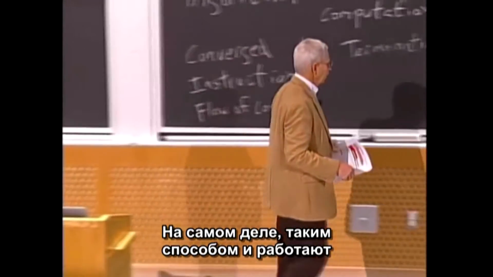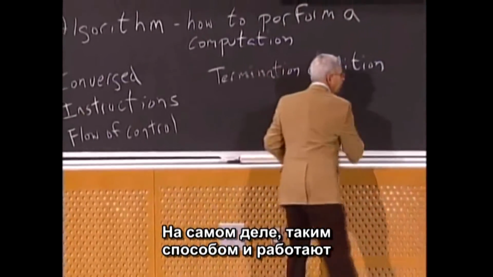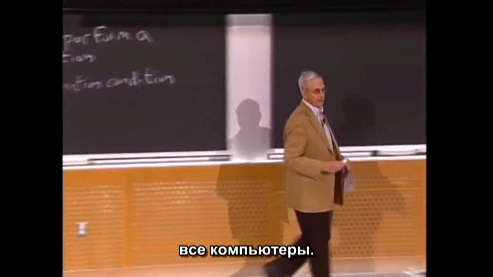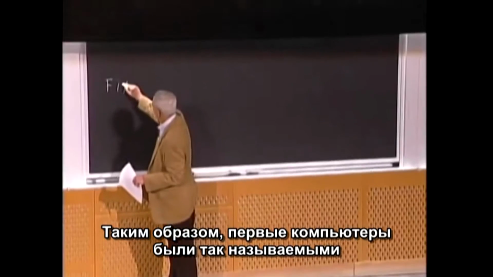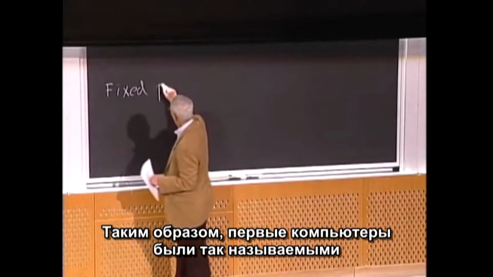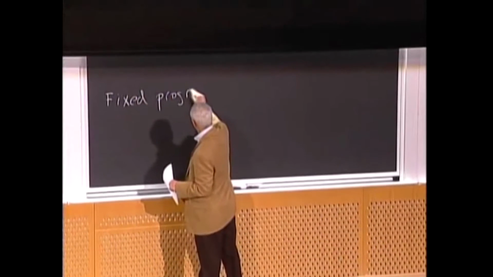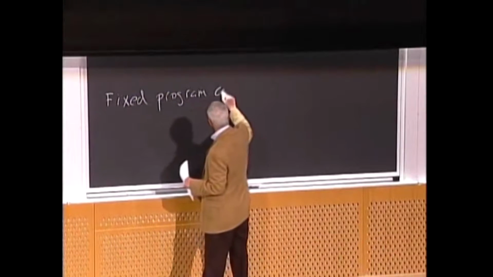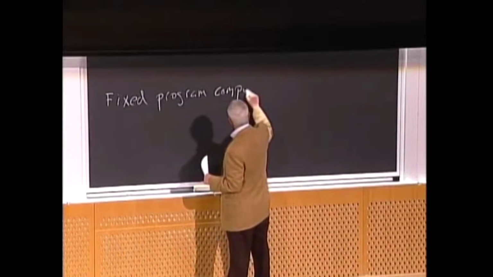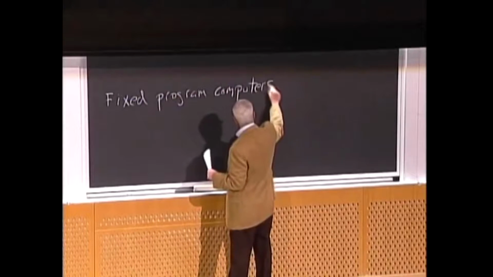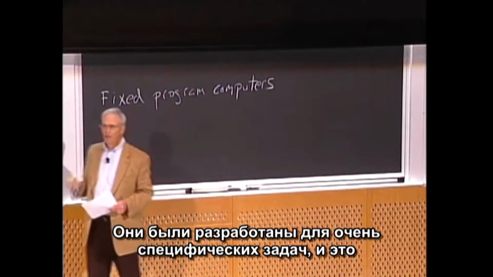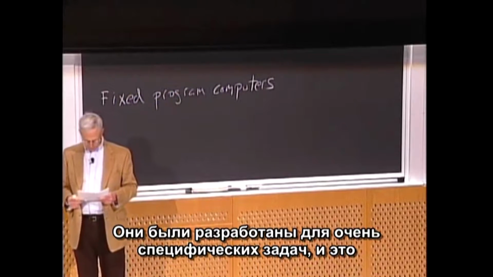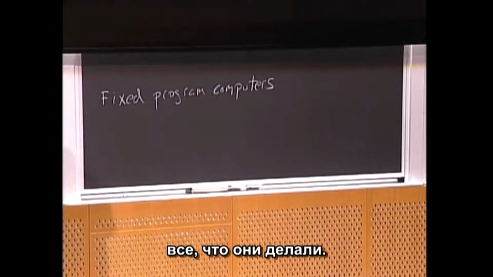And in fact, this used to be the way that all computers worked. So the initial computers were what are called fixed program computers. They were designed to do very specific things, and that's what they did.